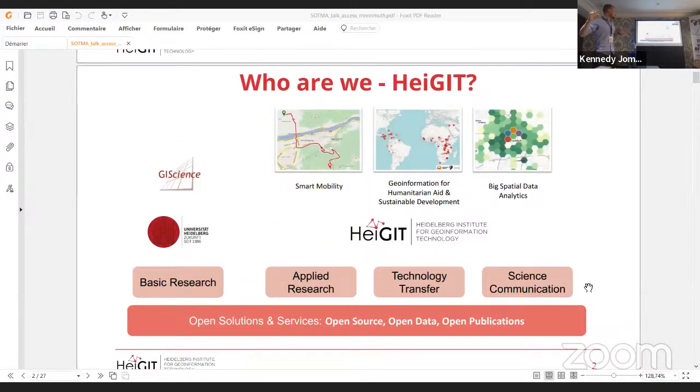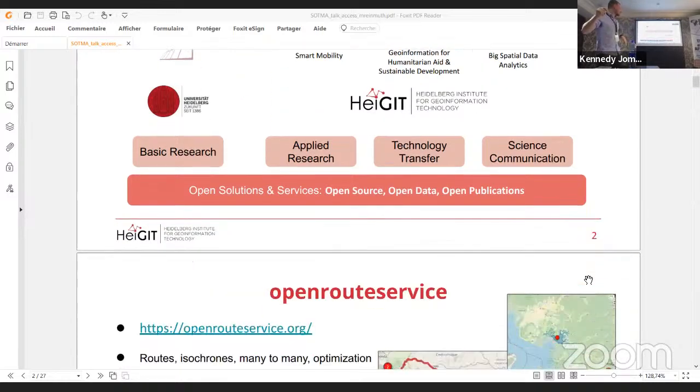Who we are, HeiGIT. We do research based in Germany, and our main research area is OpenStreetMap. Today I talk mostly about routing, which is one of the three main pillars of our work. We also do OpenStreetMap and big data analysis in general, and how to use OpenStreetMap data and volunteered, open data for humanitarian response. But today we just talk about routing and accessibility. Next slide.